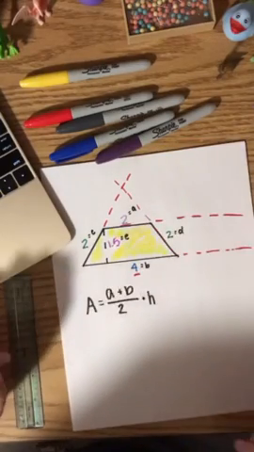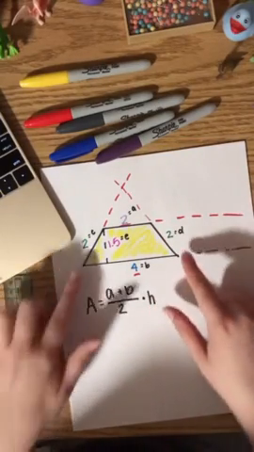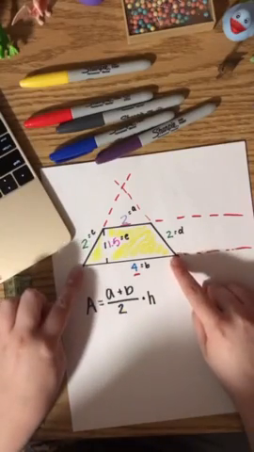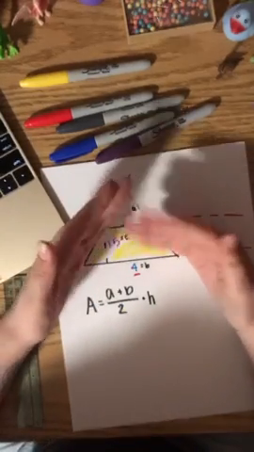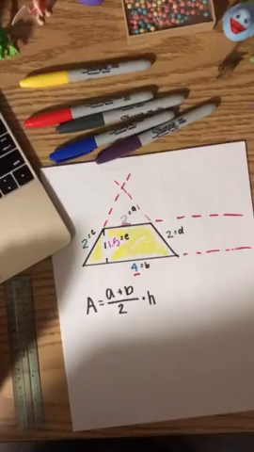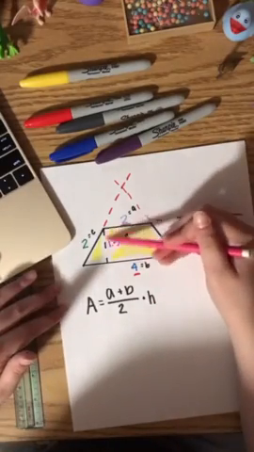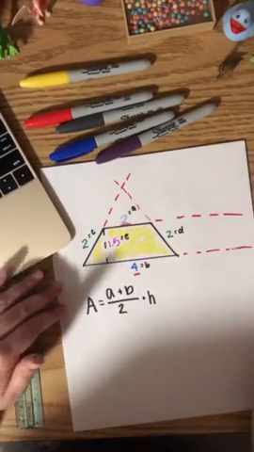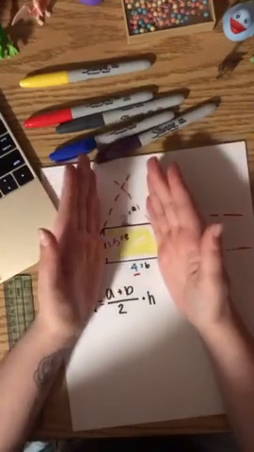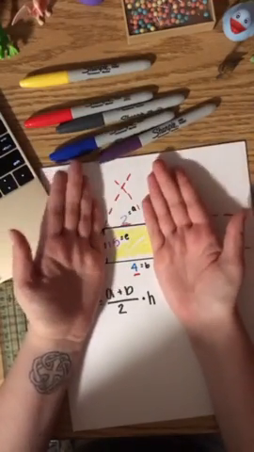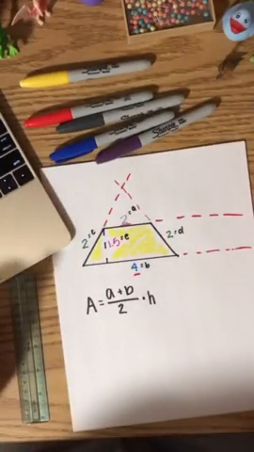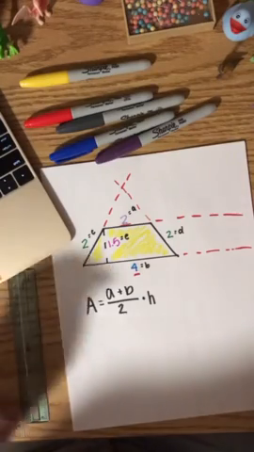Now, what's really important is for this height, it's not these two sides. These two sides are just the sides. These are bases. And right here, this line right here, is going to be our height. It means how tall this portion of our trapezoid right here is. So let's go ahead and plug our numbers in.